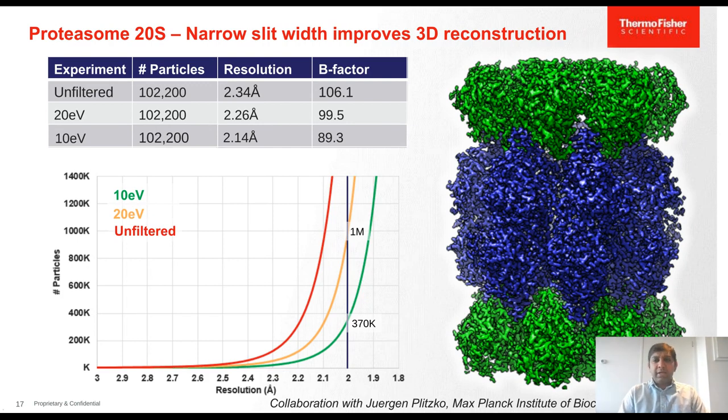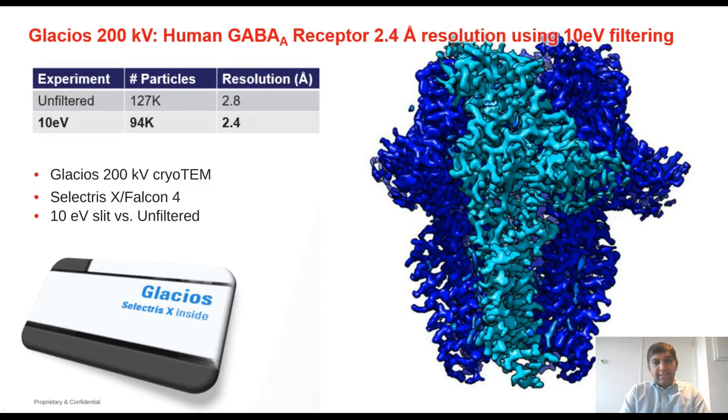Now, this was all done with proteasome 20S, which is a 700 kilodalton protein and has a D7 symmetry. Next, we wanted to see what happens if we put something more challenging and something smaller. So we tried this on a GABA receptor again. This is a homopentameric form of GABA. It has a 5-fold symmetry. It's about a 200 kilodalton protein. And there we can see the difference is even bigger.